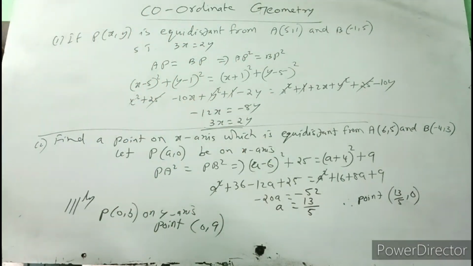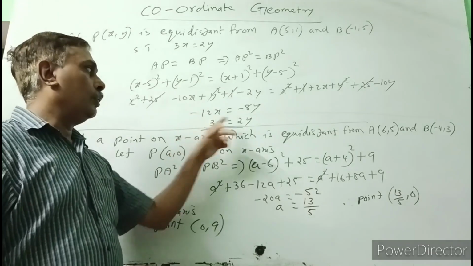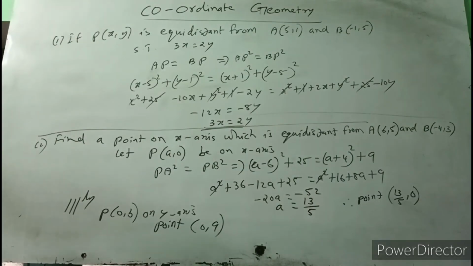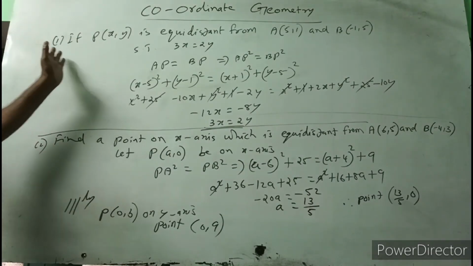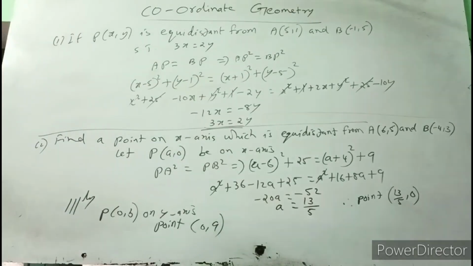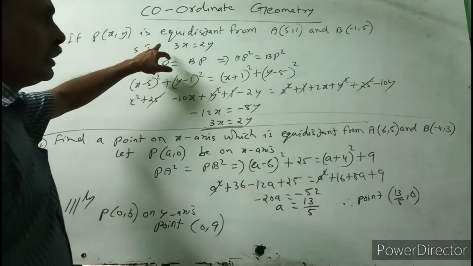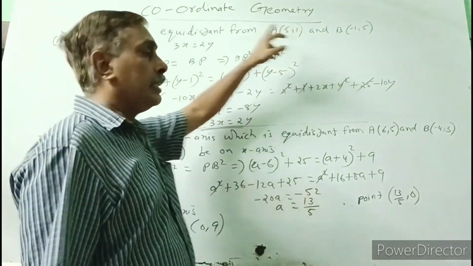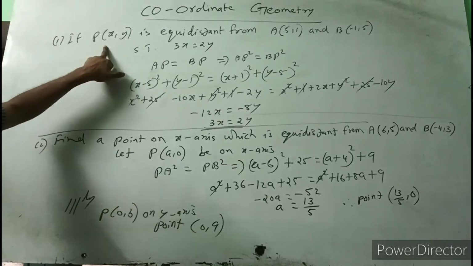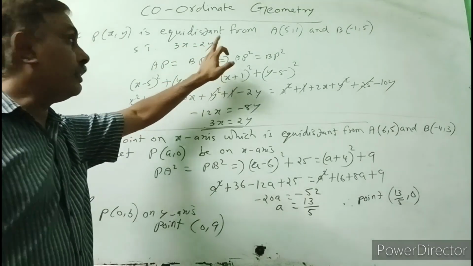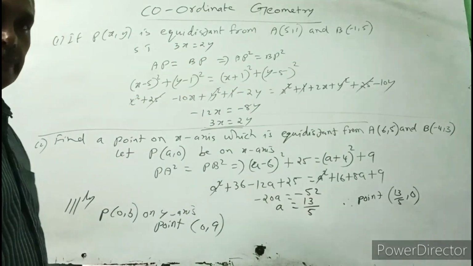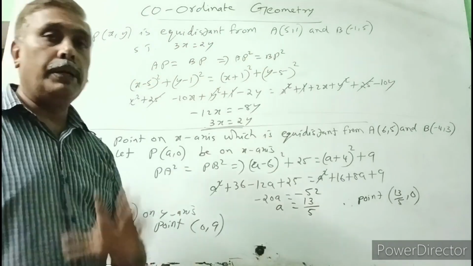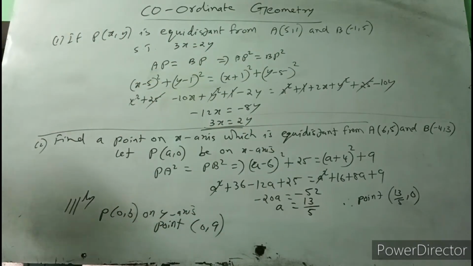Open the brackets, (a minus b) the whole square and (a plus b) the whole square, and you will get 3x is equal to 2y. That is one of the important types of question. Lots of questions can be asked from here. It may be asked: find the relation between x and y. Same question, that is 3x is equal to 2y. It's always a straight line. If such questions come, it is always a straight line.